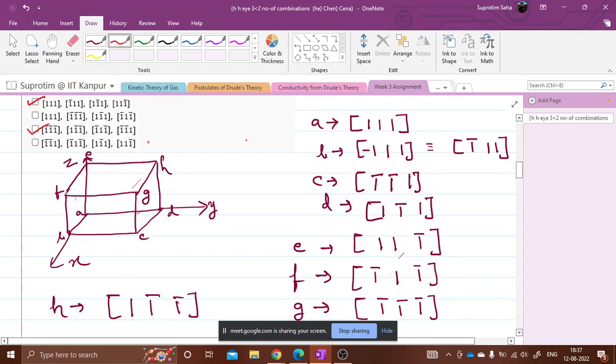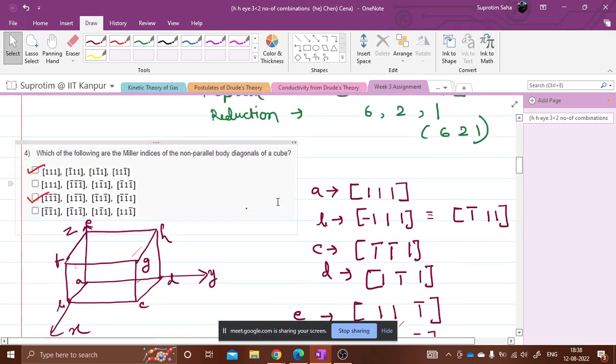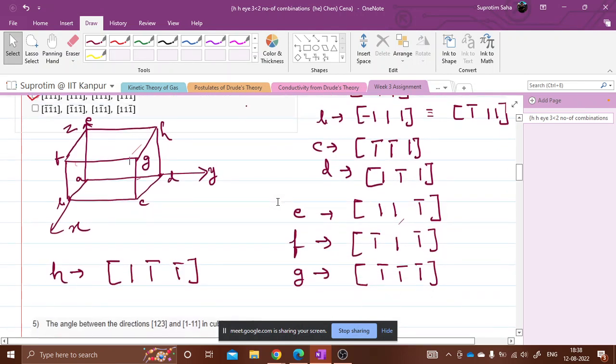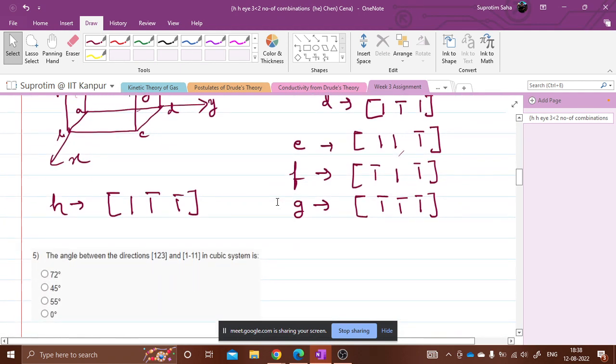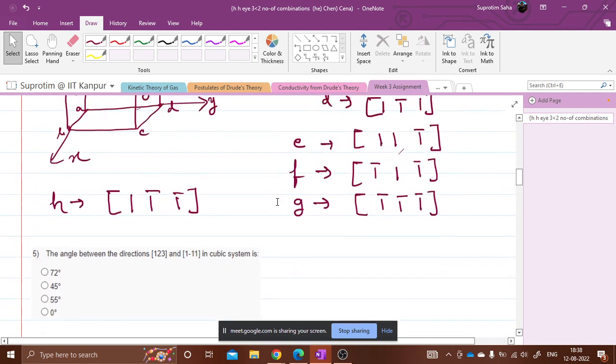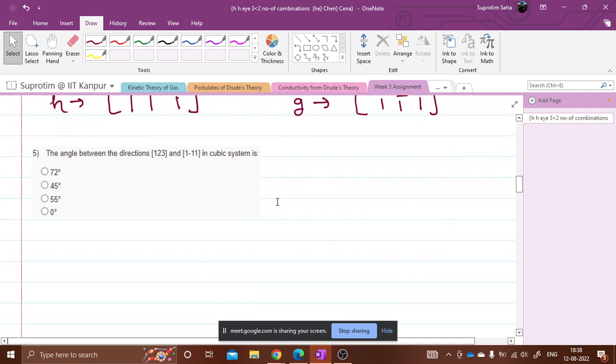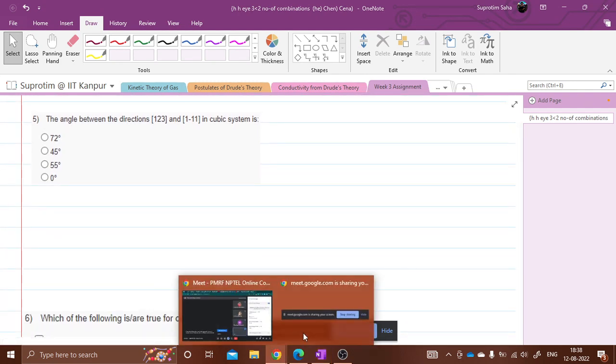And for D, you have to go to -1 and 1. So in this case, you have to carry forward and see that these are the following Miller indices with non-parallel body diagonals of a cube, and these are the pairs, right? So yeah, we have got the answer. Now moving on to the next question.